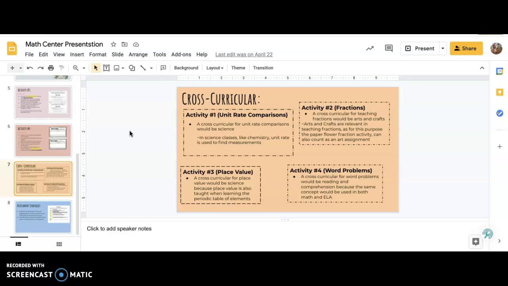For activity 3, place value, the cross-curricular will again be science because place value is taught when learning the periodic table of elements. For the last activity, word problems, the cross-curricular would be ELA because to solve word problems, reading and comprehension is used.